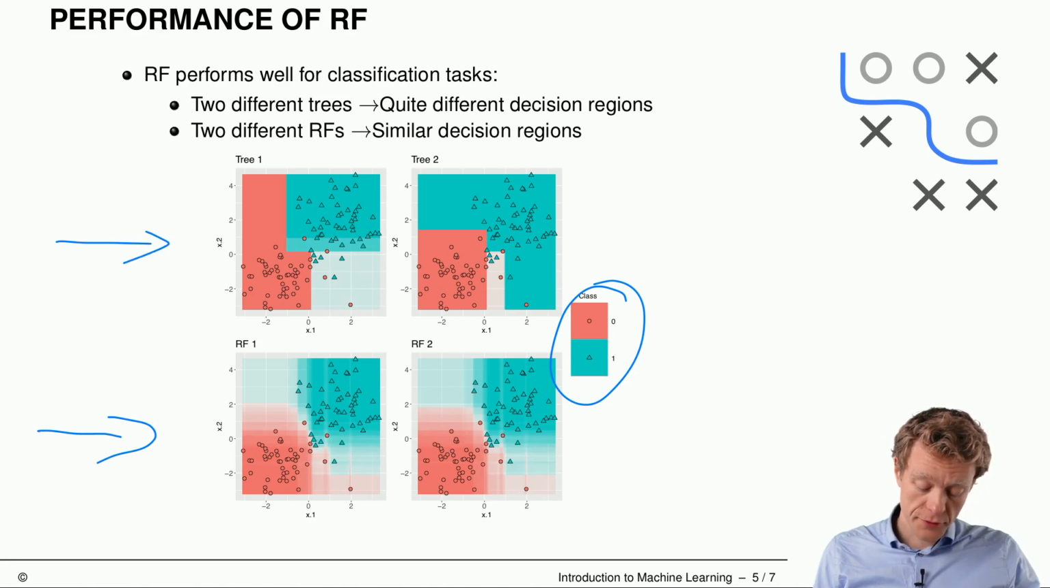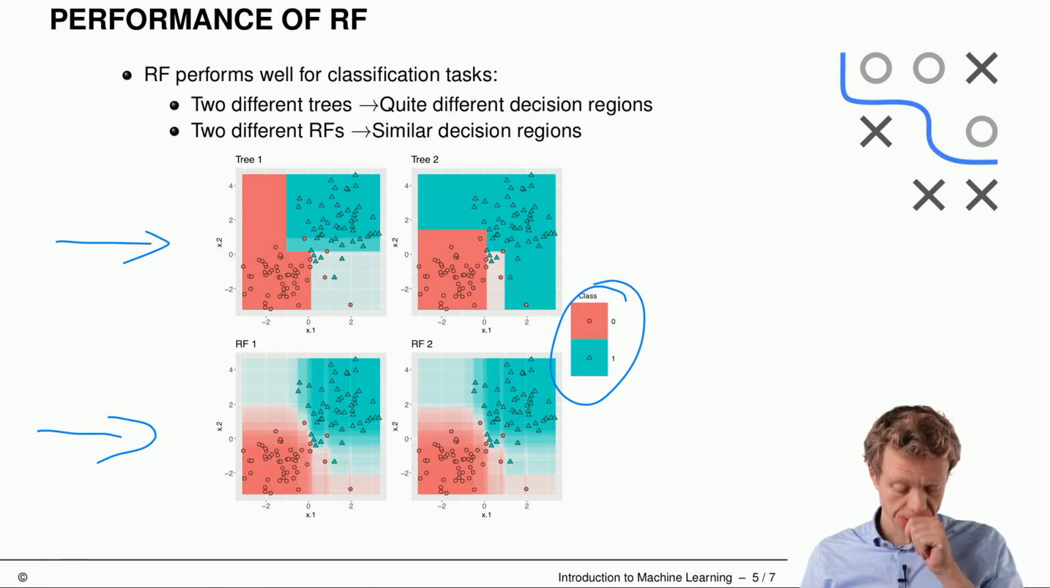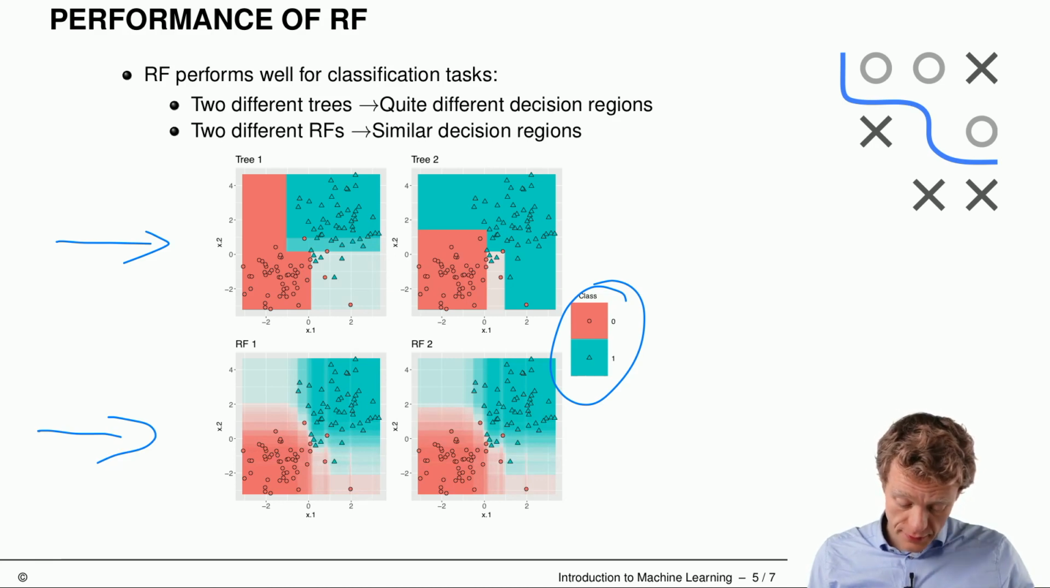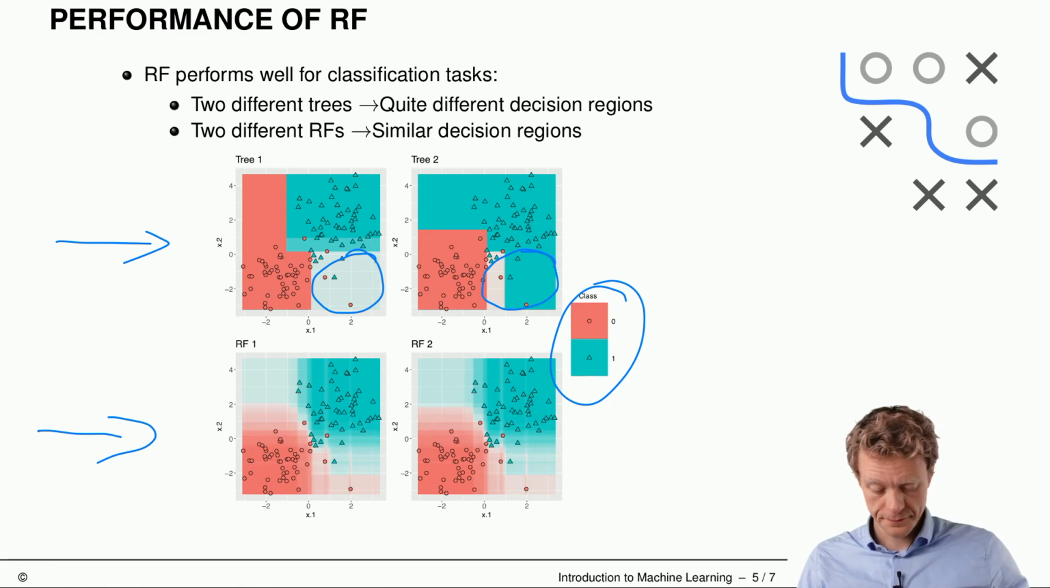The first row here is the visualization of 2 different classification trees, and they are quite different. If you look at this area here, we have a totally different prediction, and this can happen super fast. If just one observation changes, the entire tree structure can change. So they are very unstable, and random forests remedy this problem of tree learners.